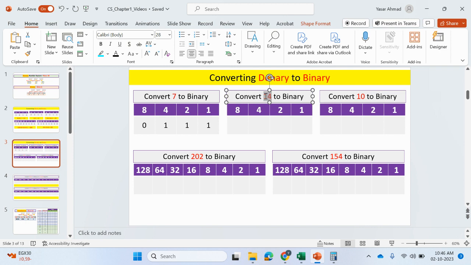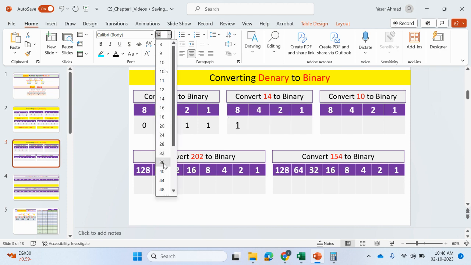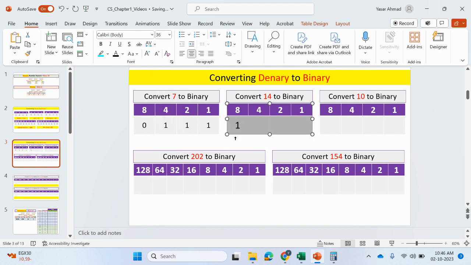Right, let's have a look at the next question. We need to convert 14 into binary. 8 goes into 14, so we can put 1 here. What's left? We've got 6 left. 4 goes into 6.